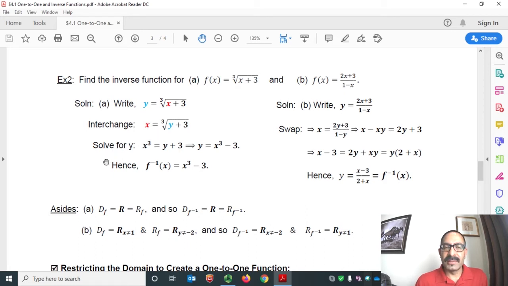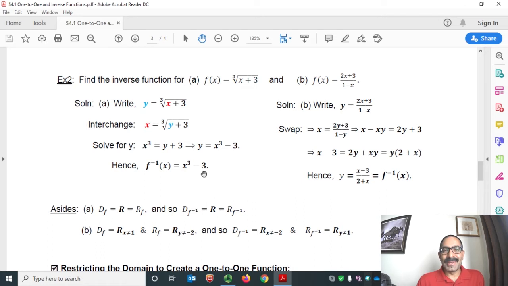Then next, I need to solve for y. To solve for y, let's take the cube power of both sides. So x cubed equals the cube power of this, the cube root cancels, so simply y plus 3. Now solve for y, which means isolate y. So y equals, bring this 3 to the left side, which means subtract 3 from both sides. This gives us y equals x cubed minus 3. We're done. Finally, replace y by f inverse of x, so f inverse of x equals x cubed minus 3. I hope this makes sense to you all.